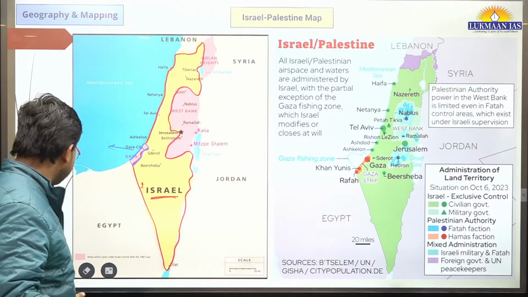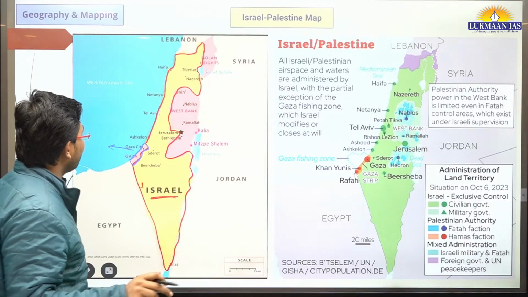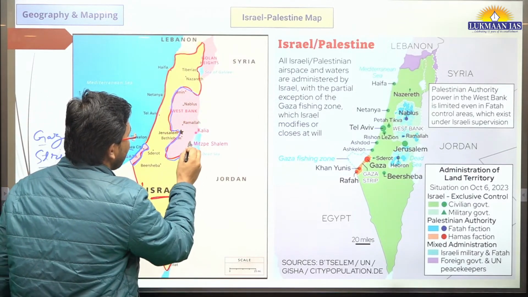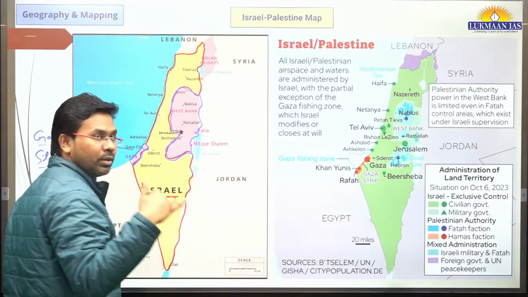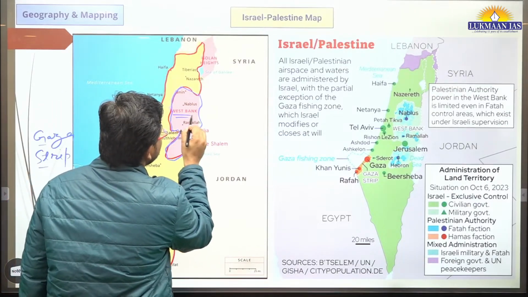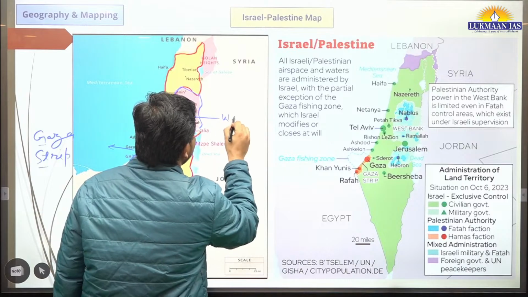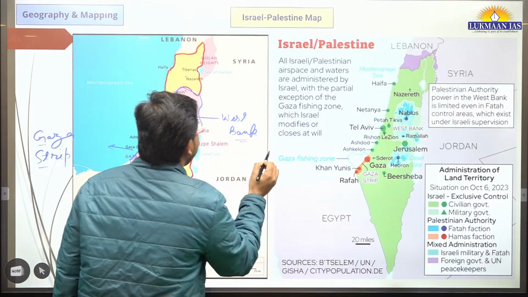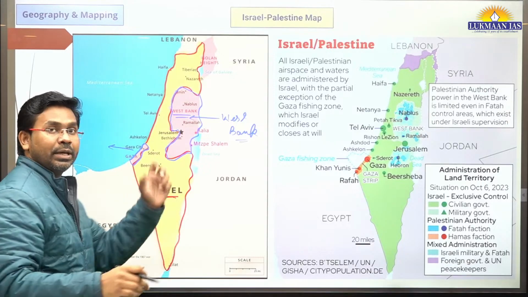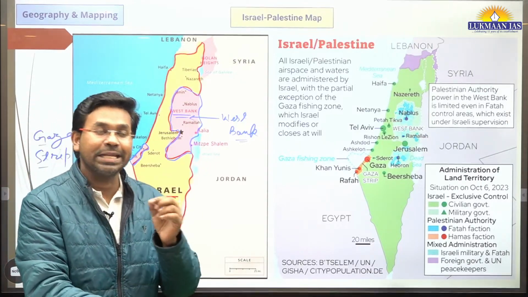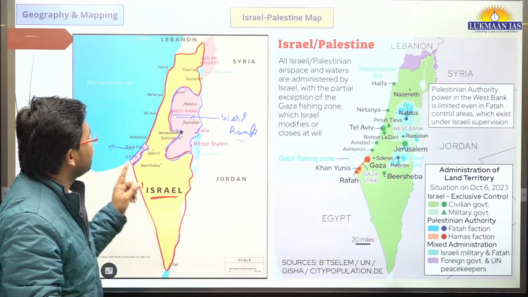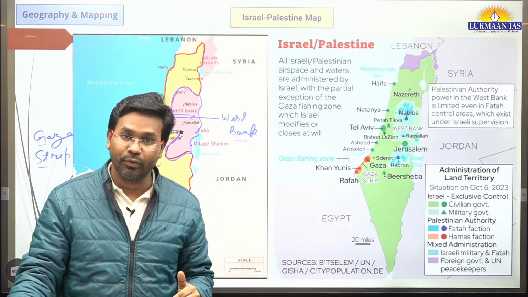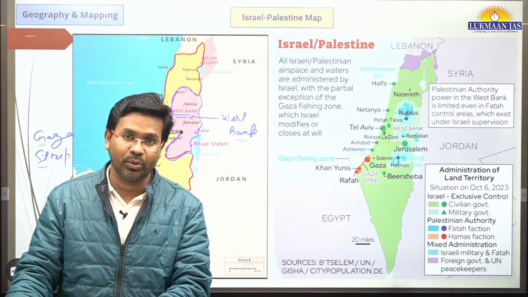Apart from this, there is another region that we are going to locate. I am just drawing the outer boundary. This region is known as the West Bank. So the West Bank and Gaza Strip are together part of Palestine. Israel and Palestine have been in a state of warfare for more than a century now.